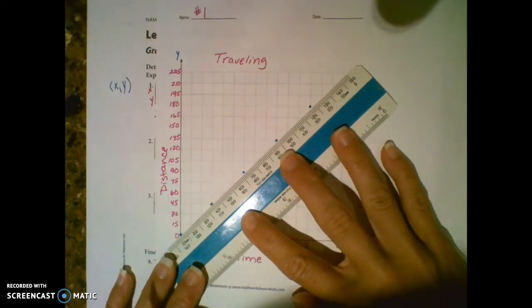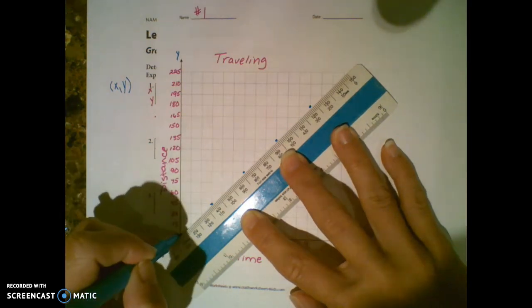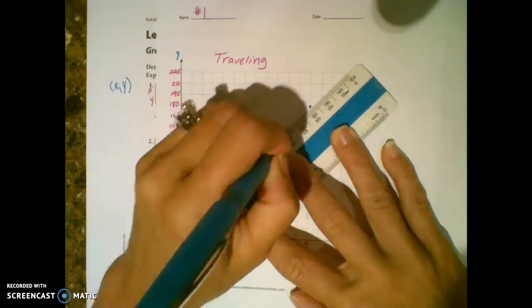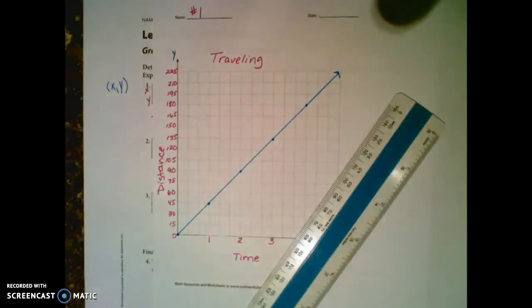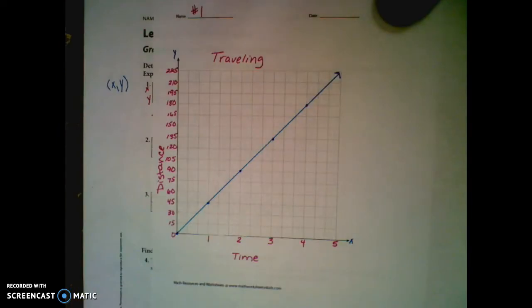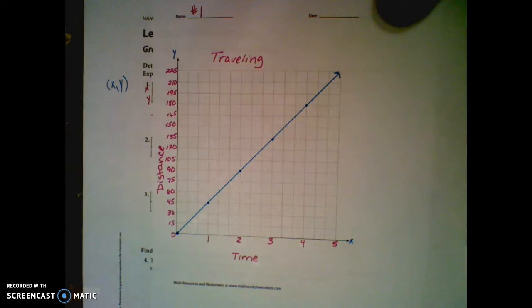And after I've graphed this, you might have noticed some observations. I can connect all of these points here, and they form a straight line. Maybe that is what makes it a proportional relationship on a graph. Remember, we didn't talk about zero yet. Notice where zero is on this graph. It's at the origin. Okay, so that's something to think about.